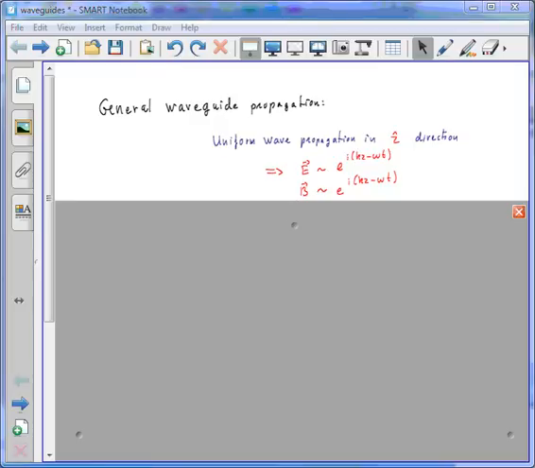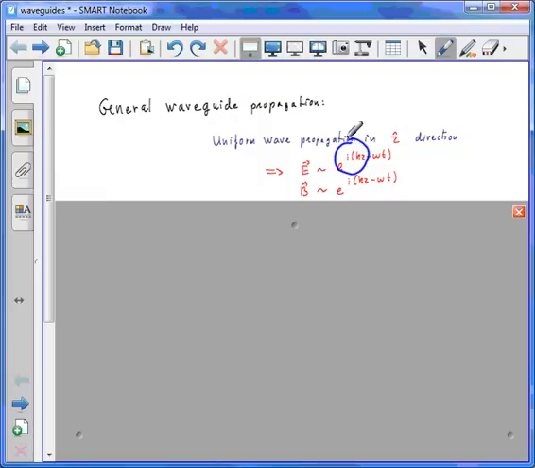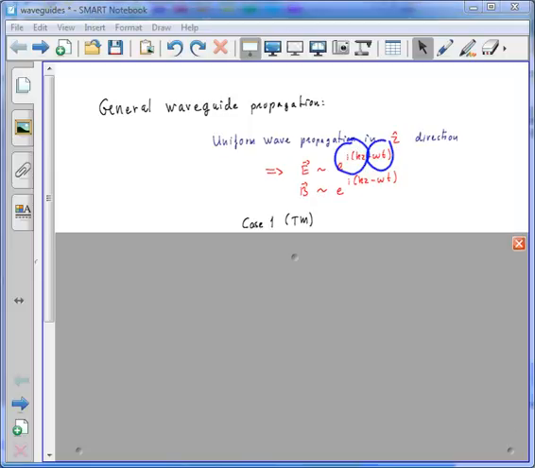The z dependence is simply going to be given by the plane wave solution, exponential of ikz. The frequency dependence is simply going to be given by exponential of i omega t. The same is true for the magnetic field. We now consider two cases.